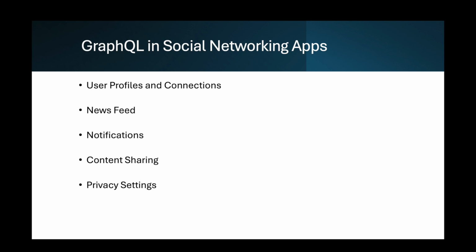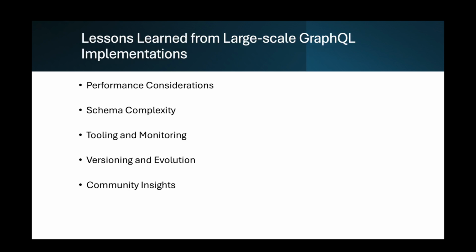Notifications. Use GraphQL subscriptions to notify users of new messages, friend requests, or other relevant activities in real time. How about content sharing? Enable users to share content such as posts, photos, and videos, using GraphQL mutations to create and publish new content. Privacy settings. Implement privacy settings using GraphQL queries and mutations to allow users to control the visibility of their content and interactions with others.